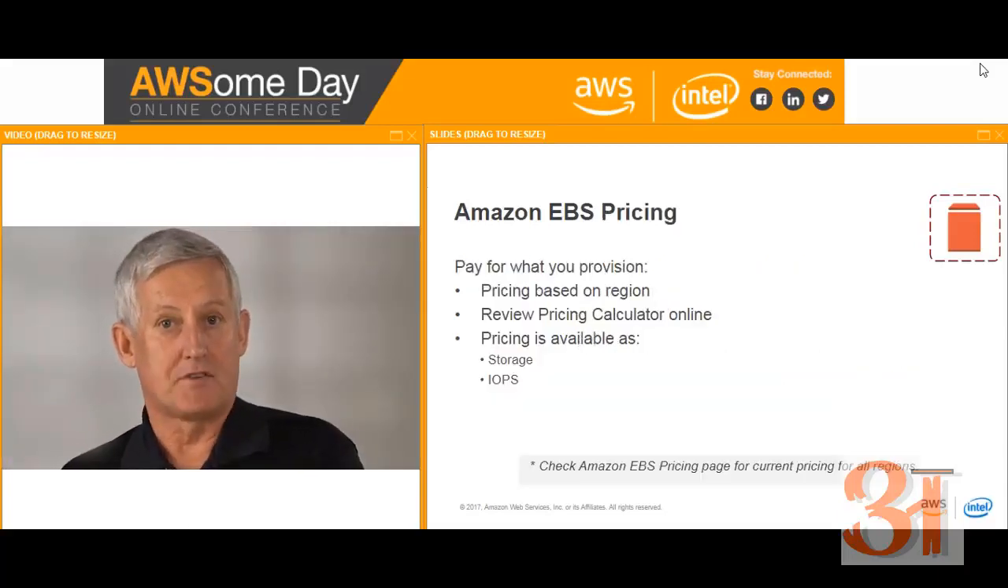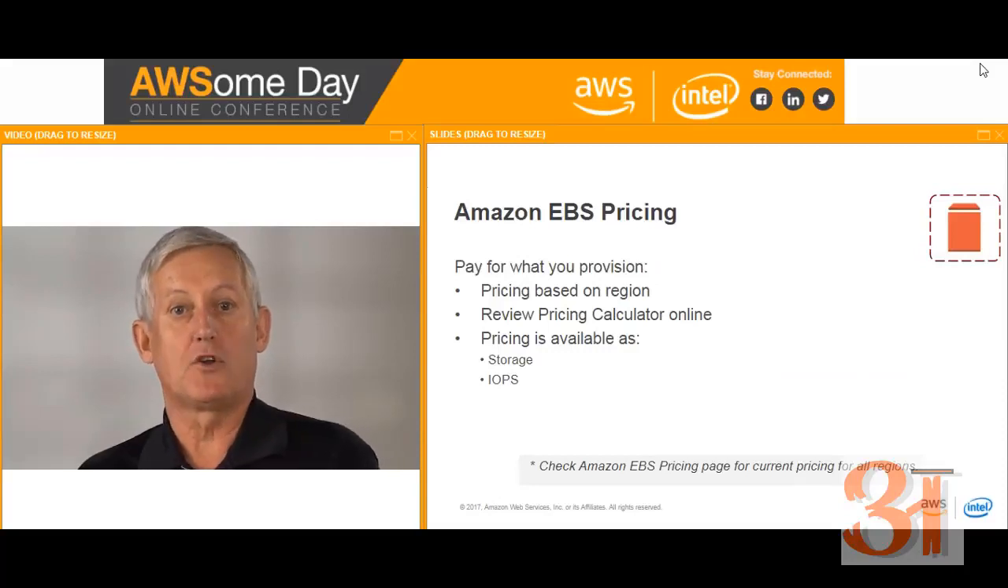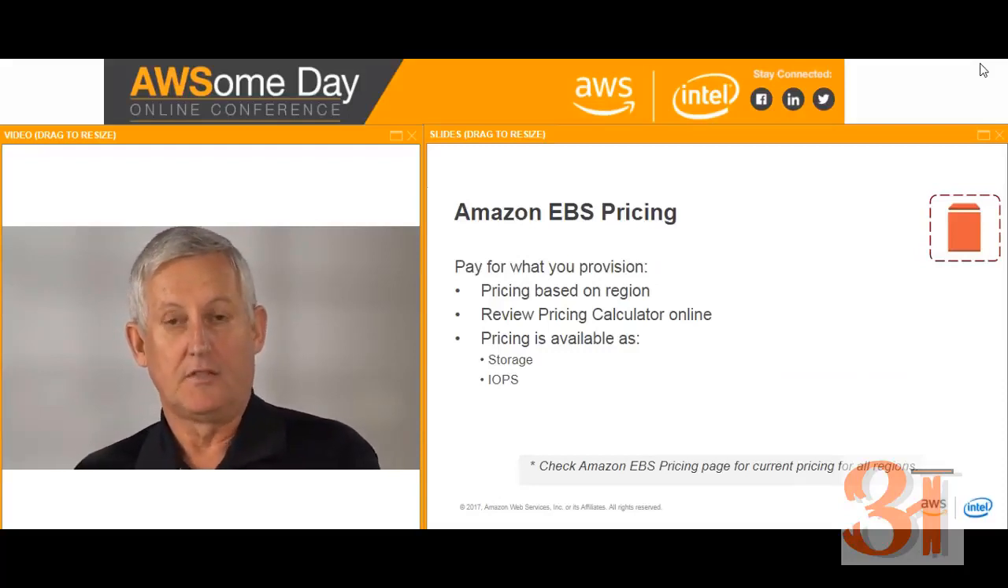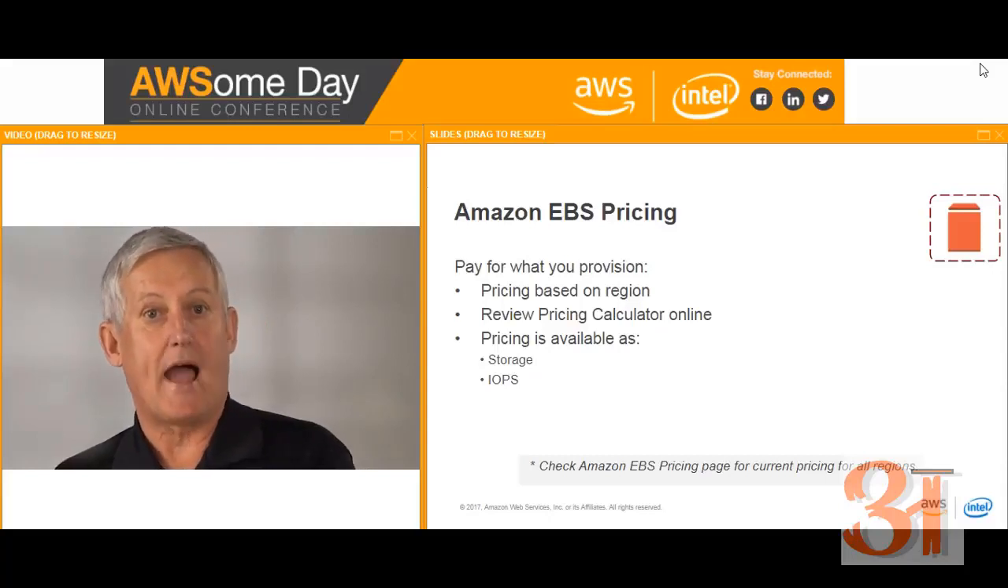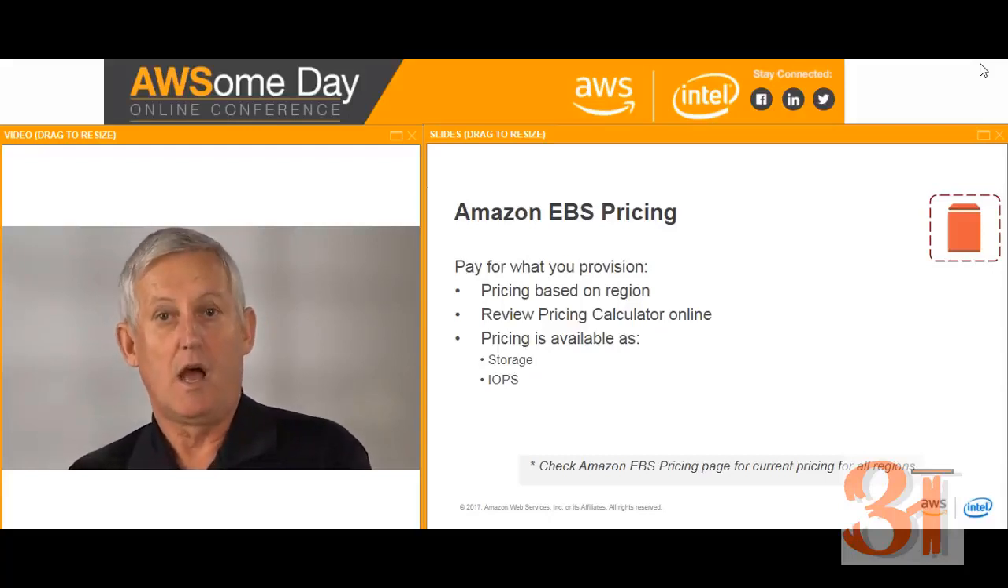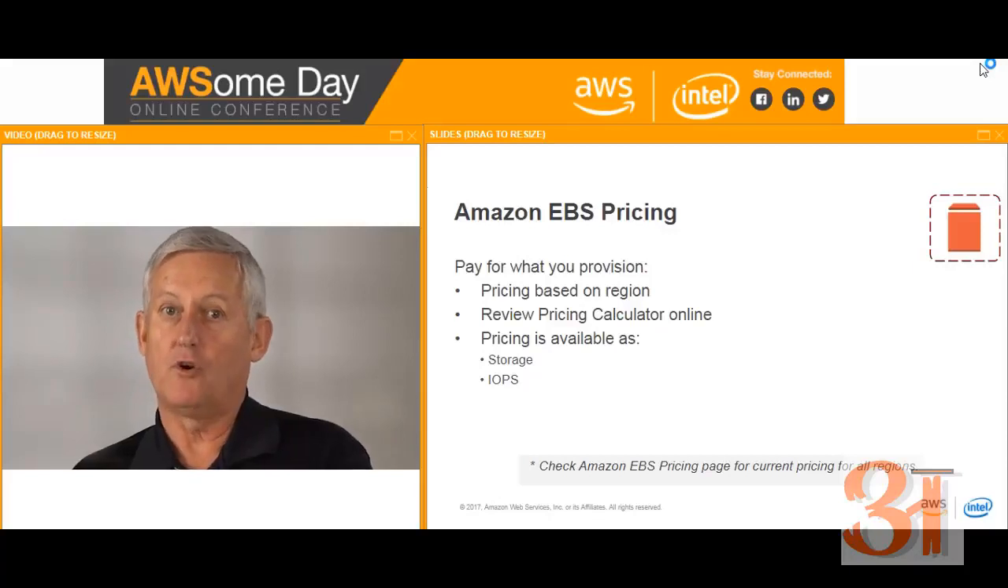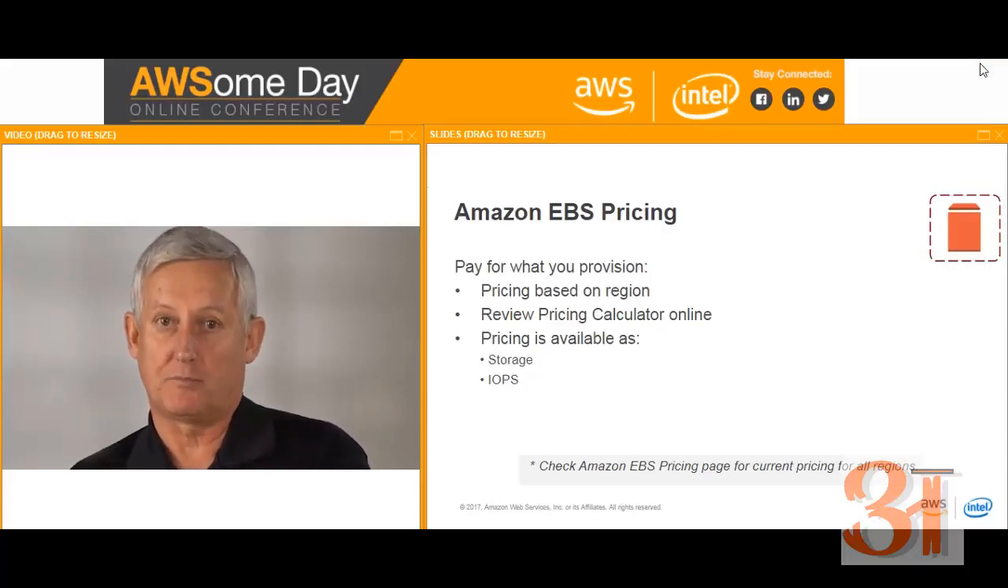Please note that Amazon EBS pricing is based on allocated storage. This is unlike Amazon S3, where pricing is based on space actually consumed. Additional charges apply for EBS with provisioned IOPS.